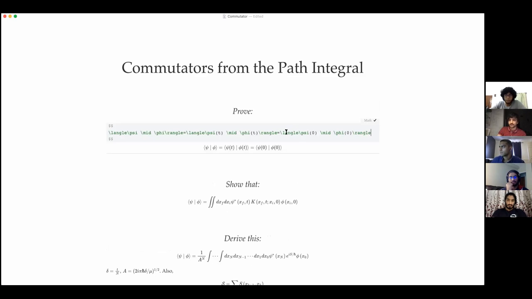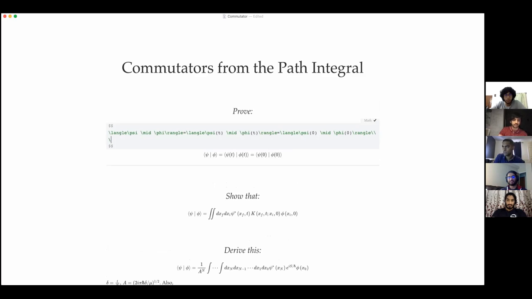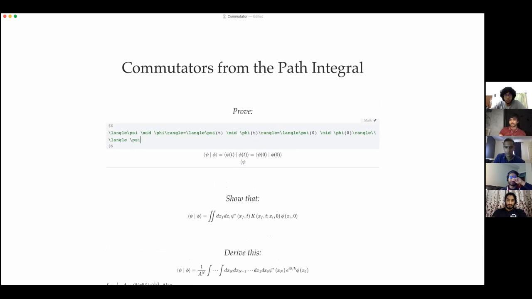Time evolution is just some unitary operator acting on psi of 0 and phi of 0. So you'd have u dagger u, and that is just 1, so that doesn't contribute. So this is u of t, now this would be psi of 0, and phi of 0.